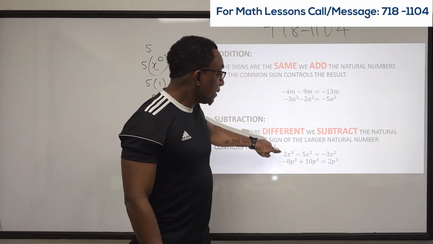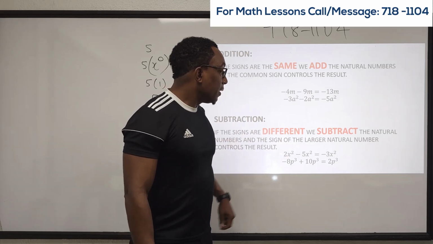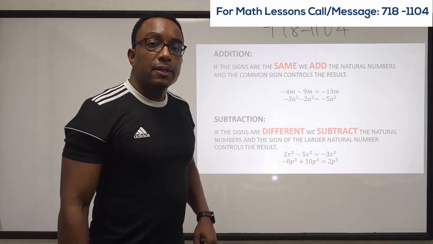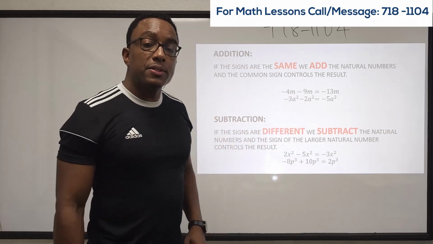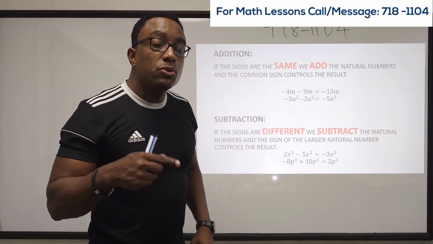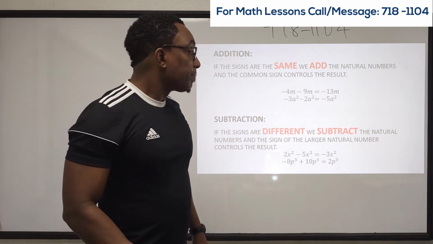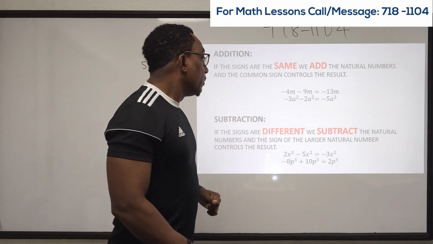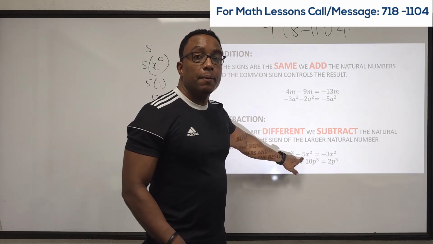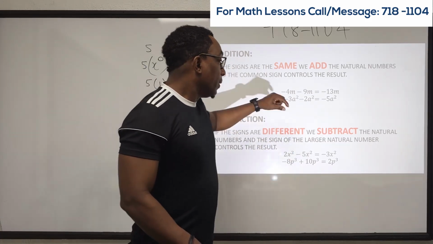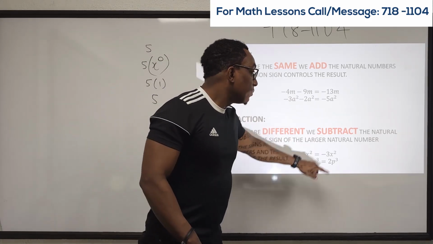So we look at 2x squared, the sign in front of 2 is positive. We look at our 5x squared, the sign in front of 5 is negative. So we have different signs. Once the signs are different, we're going to subtract the two natural numbers. So we subtract 2 from 5, which is 3. And the latter part of this rule says the sign of the larger natural number is 5, and whatever sign controls the larger natural number will always control your result.